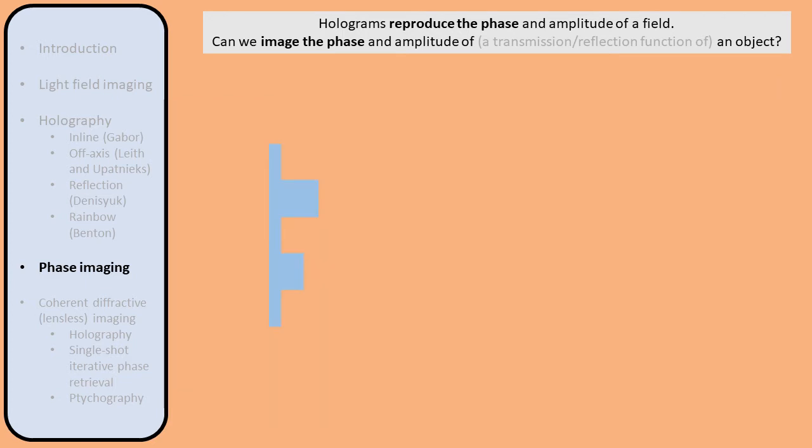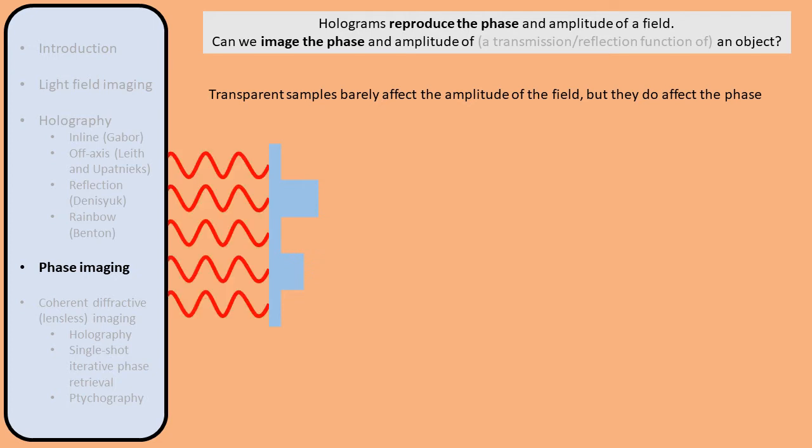It's very difficult to obtain meaningful information from a normal picture of a transparent sample. You'd almost see no contrast. But if we could take a picture of the phase of the transmitted light, you would see quite a lot of information. Suppose that we illuminate the sample with coherent light that is in phase, so all the peaks coincide and all the valleys coincide.